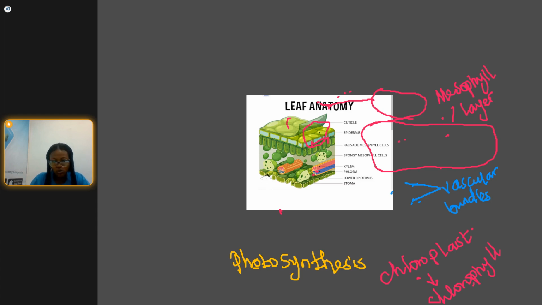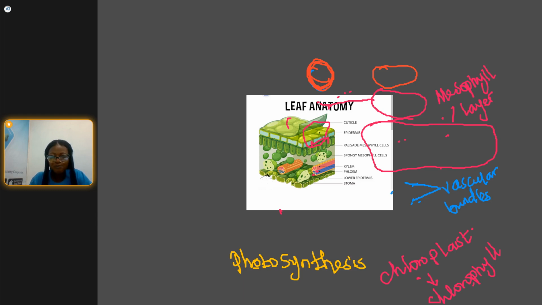We have the cortical. Don't forget, I explained the function of the cortical the other time: that it protects the plant against water loss. So it helps the plant not to lose too much water. That is the function of the cortical.